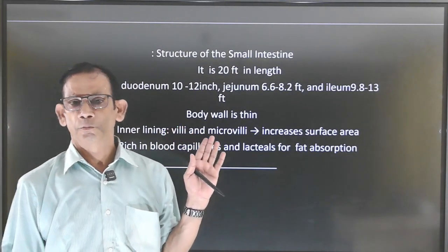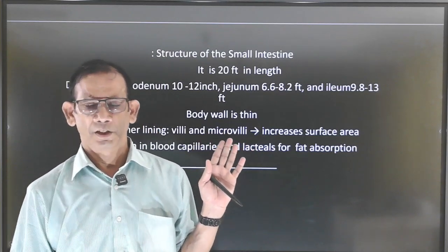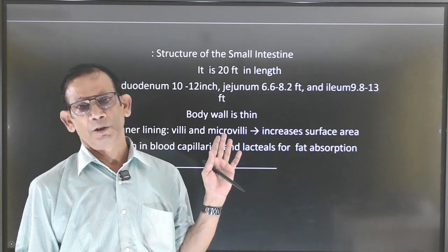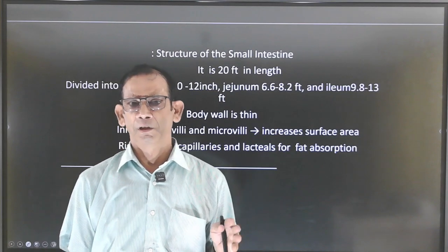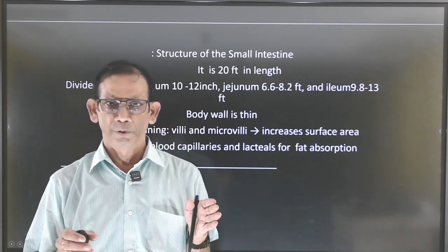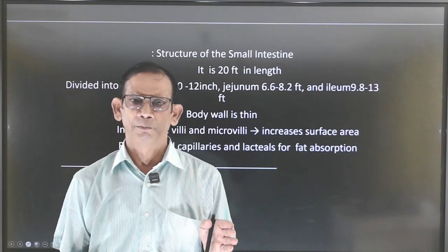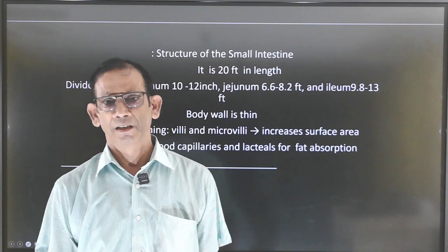There are two parts of the intestine. One is the small intestine, another is the large intestine. The small intestine's total length is about 20 feet. Why is it called the small intestine? Because the body wall of the small intestine is thinner than that of the large intestine. In the large intestine, the body wall is thick, but in the small intestine, the body wall is thin.